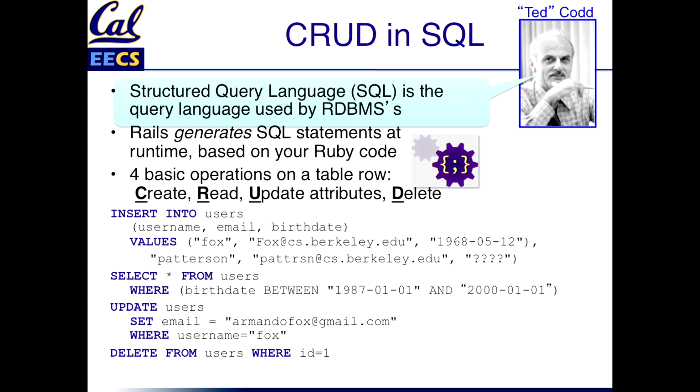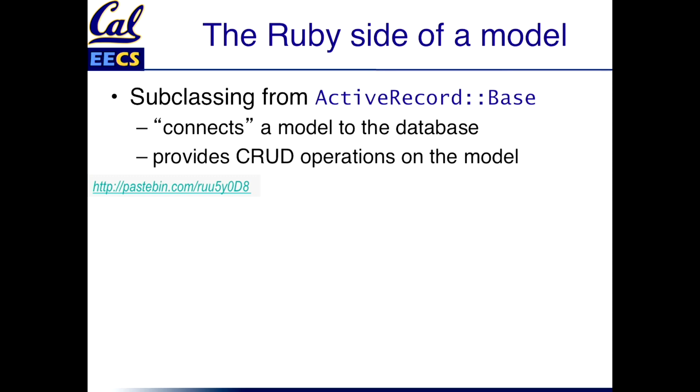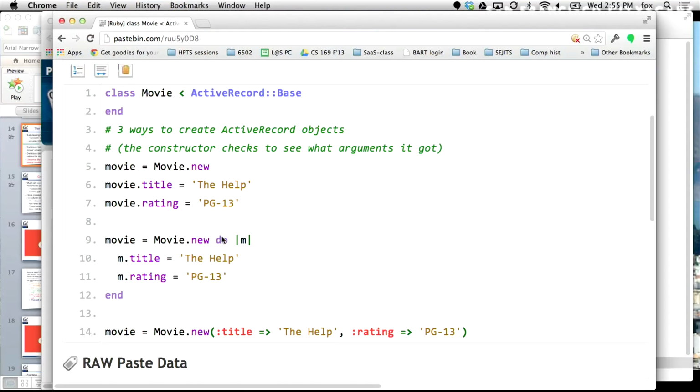We're going to use those as a starting point to talk about Active Record. So we briefly discussed that the Ruby side of a model inherits from ActiveRecord::Base, and that's a way that you connect a model to the database. And among the many things Active Record does is it certainly makes it easy to do those CRUD operations on the model. So let's switch over to a code view. OK, so here's a small chunk of Ruby code.